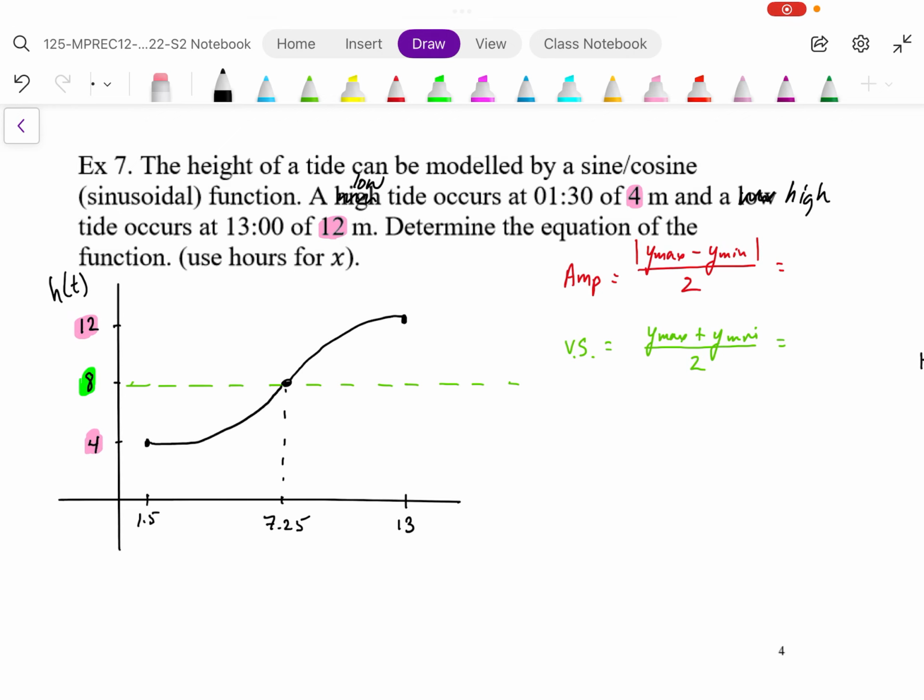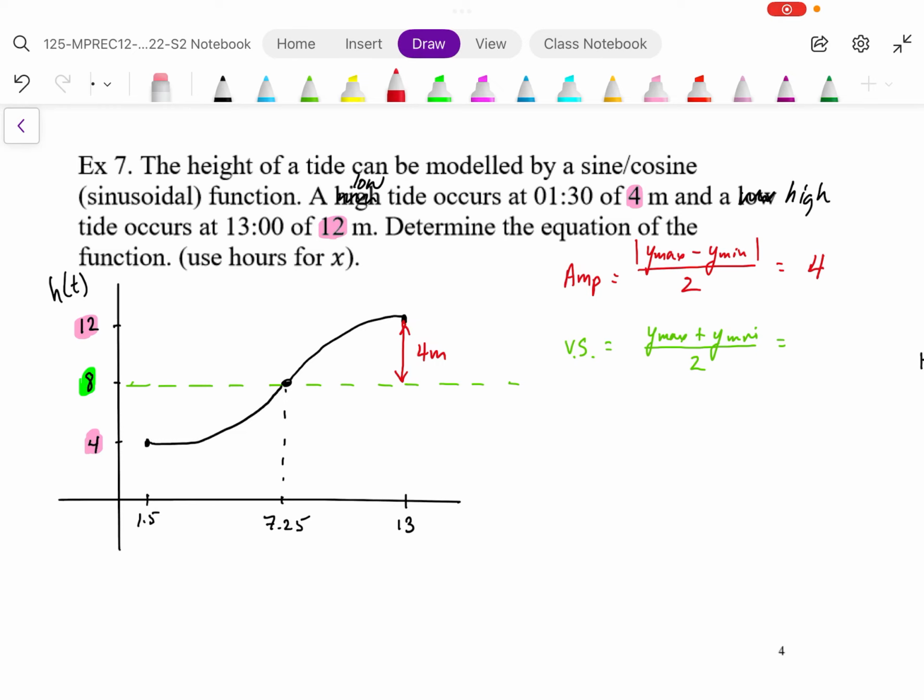So the first thing I'm going to do here is calculate the amplitude. And the amplitude is half the distance from the top to the bottom. So y max minus y min. So 12 minus 4 divided by 2 is going to give us an amplitude of 4. I can also just count up and down from the middle here. So if I've drawn the diagram accurately, I can see that that's 4 meters of amplitude.